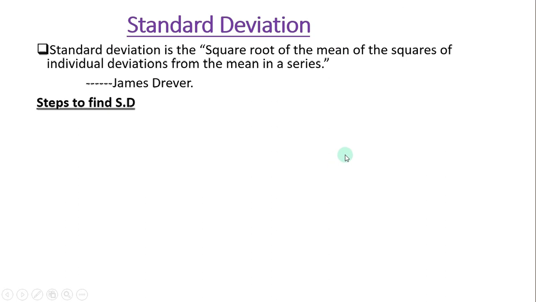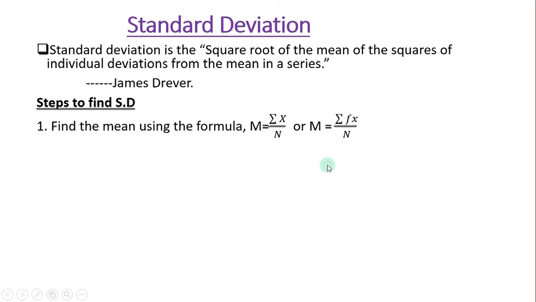Now, what are the steps we have to follow while calculating the standard deviation? First step is to find the mean using the formula m is equal to sigma x by n for ungrouped data, or m is equal to sigma fx by n for grouped data. First we have to calculate the mean.